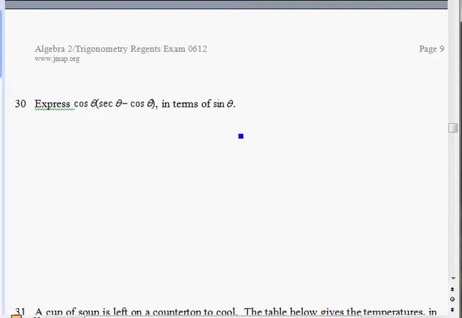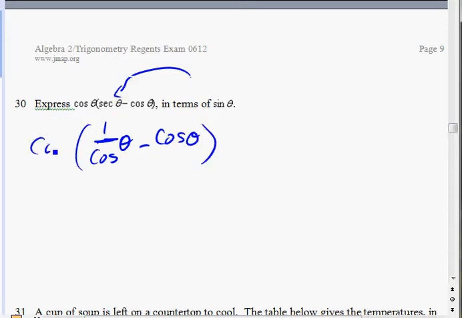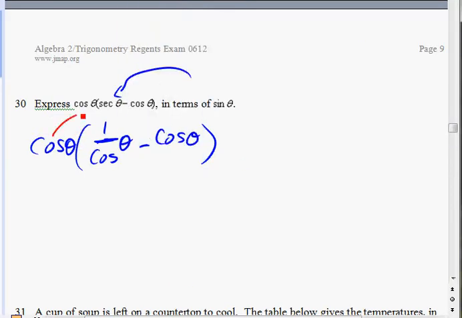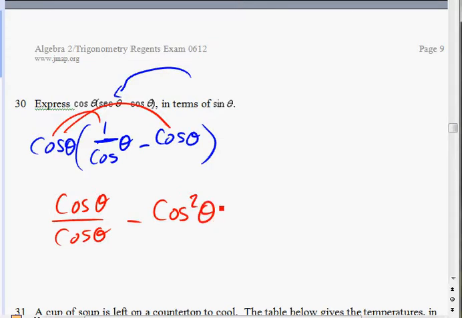So let's do that. Well, first you need to know that secant is the same as 1 over cosine, right? That's another way of writing it. And we'll leave cosine as cosine over here. So I'm just rewriting secant as 1 over cosine. And now we're going to use the distributive property to multiply it out. So cosine times 1 over cosine, well, that's cosine over cosine, right? Minus cosine times cosine, well, that's cosine squared, right?